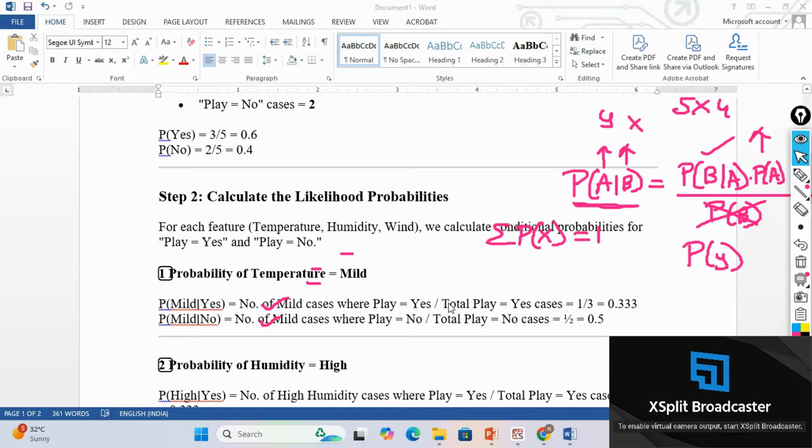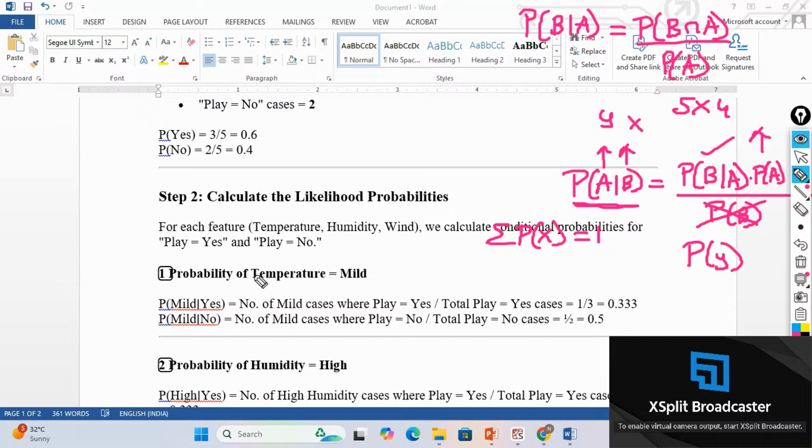In order to calculate the likelihood, I am supposed to use the concept of conditional probability. Why? This is representing conditional probability only, right? Conditional probability says P of B given A is nothing but P of B and A divided by P of A. That is what we are going to do. But I'm going to calculate the likelihood probabilities for all the inputs, taking them one by one.